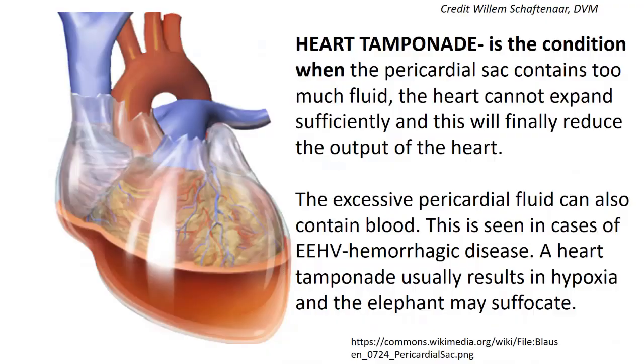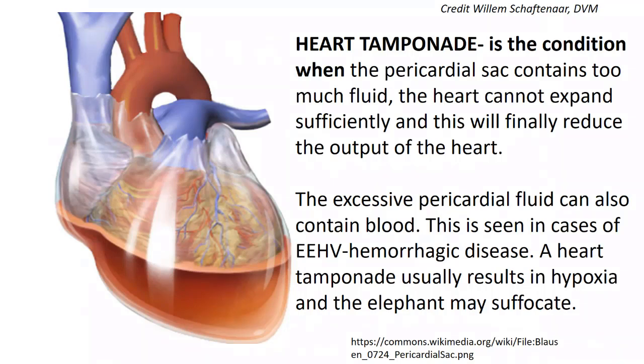Tamponade is the condition when the pericardial sac contains too much fluid. The heart itself cannot function with the pressure of this fluid. So the heart is drowned in its own fluid, something like that. So it cannot expand sufficiently, and this will finally reduce the output of the heart. The excess pericardial fluid can also be blood or serosanguineous fluids.